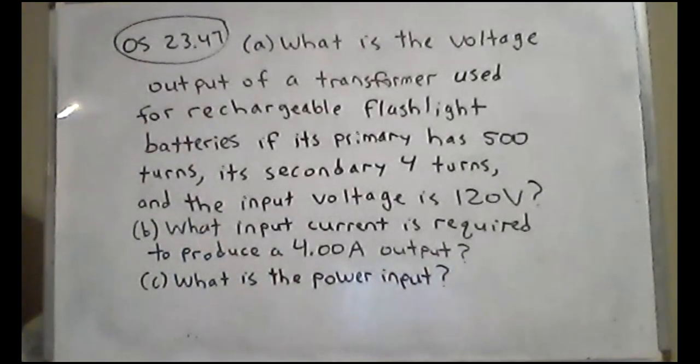So 23.47 OpenStax. A, what is the voltage output of a transformer used for rechargeable flashlight batteries if its primary has 500 turns, that's your N sub P, and secondary 4 turns, that's your N sub S, and the input voltage is 120 volts, that's your V sub P. Input means primary. B, what input current, I sub P, is required to produce a 4.00 ampere output, I sub S, 4.00 amperes? And then what is the power input?